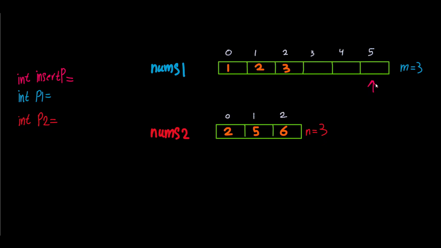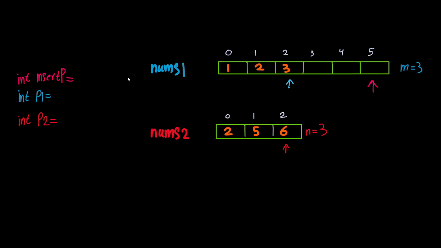So we have 1 pointer starting at index 5, and we have 1 pointer that will be at index 2, which means it will be at the last element in nums1, and we will have another pointer that will be at index 2 for nums2, which means at the last element of nums2. So the idea is that we want to compare the values that the blue and red pointers are pointing to, and the larger value will be stored at the index that this pink pointer is pointing at. Okay, since the array is sorted in increasing order, the largest element would be at index 5. So let's see how this goes.